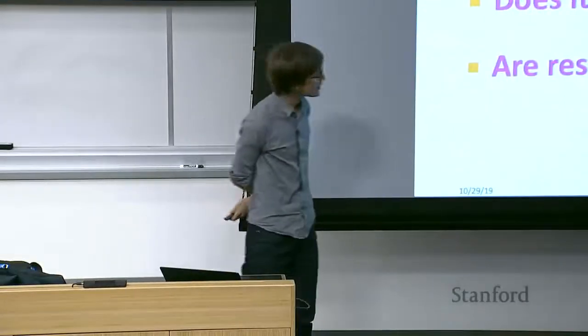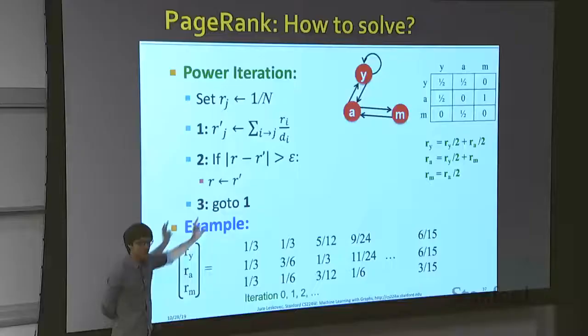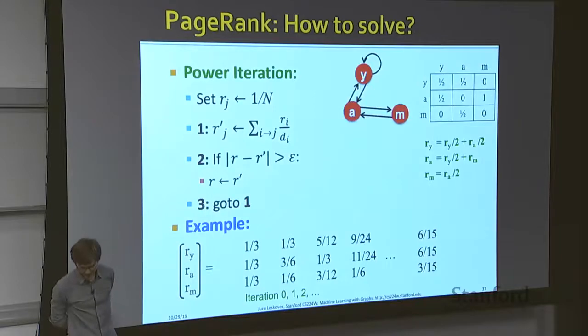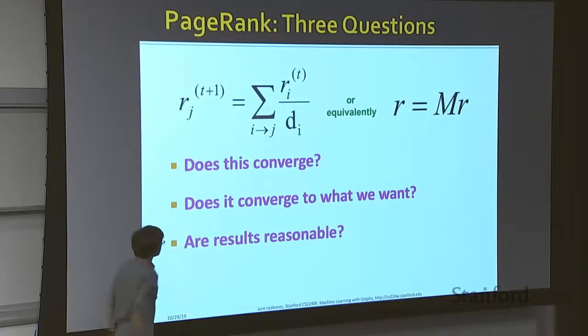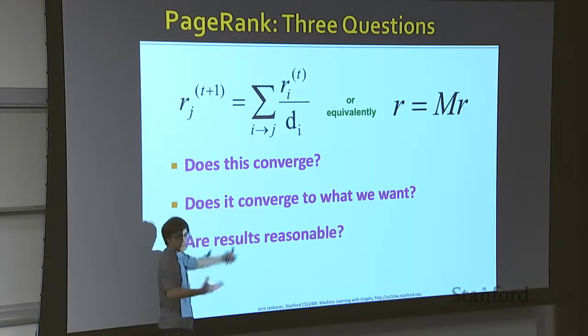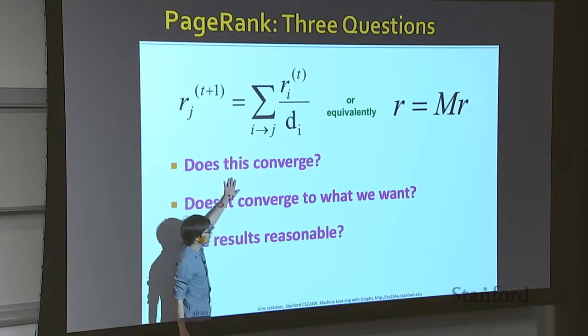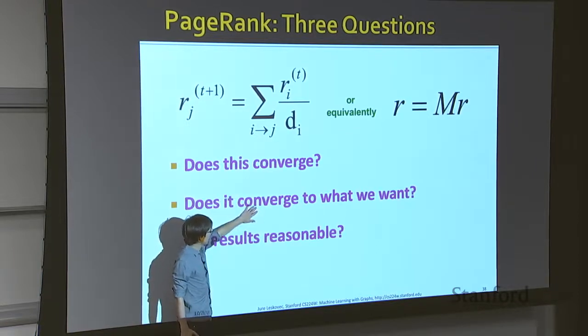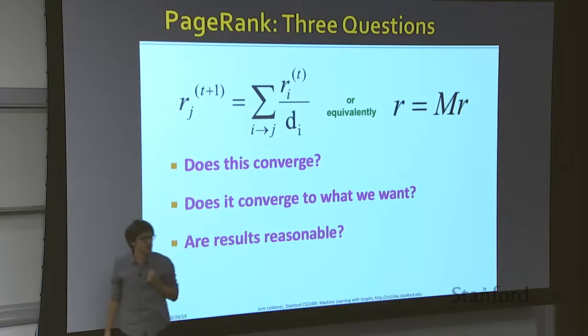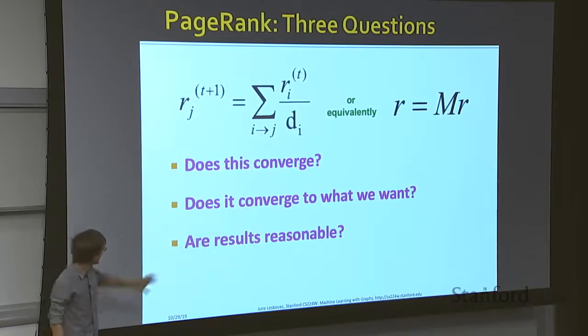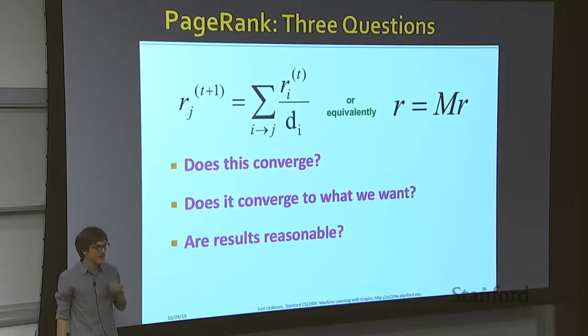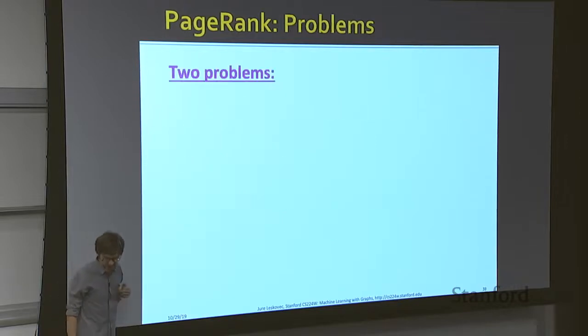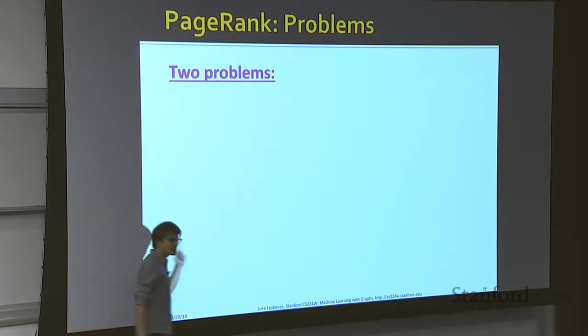So now, I showed you an example where everything works perfectly. So now the question is, for general matrices M or for general graphs, does this converge? Does it converge to where we want? And are the results reasonable? So let me now tell you about some corner cases, how this basic idea needs to be fixed. Okay? There are two problems why this won't converge. And that goes to your question, right?